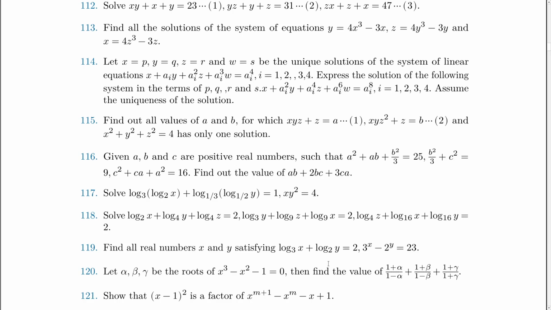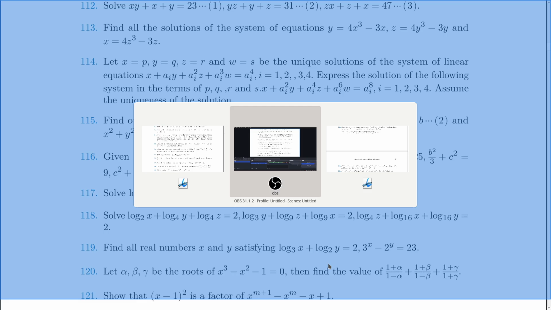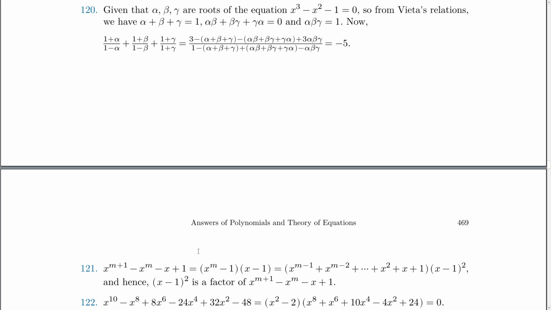So now we start the actual video. Now question 121 says to show that x minus 1 whole square is a factor of x to the power n plus 1 minus x to the power n minus x plus 1. It is a very easy one. We can write the given expression as x to the power n minus 1 into x minus 1. And x to the power n minus 1, we can write as x to the power n minus 1 plus x to the power n minus 2 and so on up to x square plus x plus 1. And then the factor x minus 1 is taken out, so it becomes x minus 1 whole square. And therefore, x minus 1 whole square is a factor of this given expression.